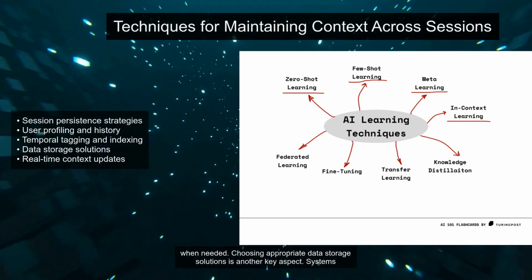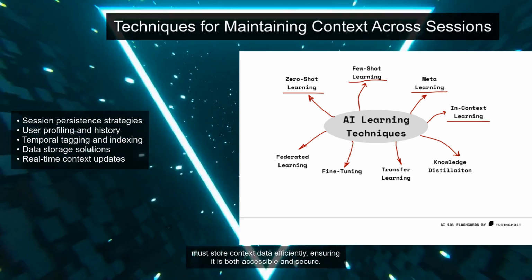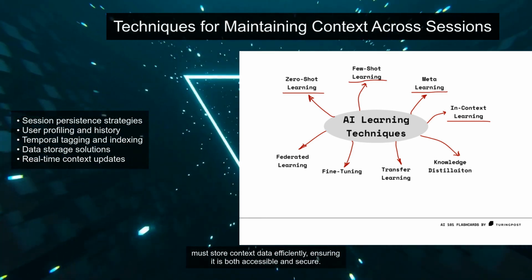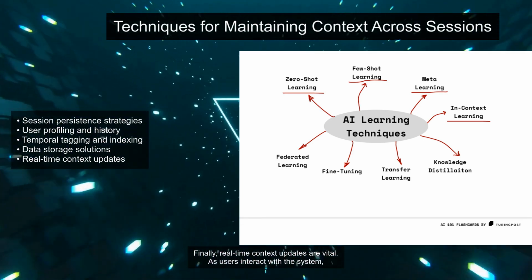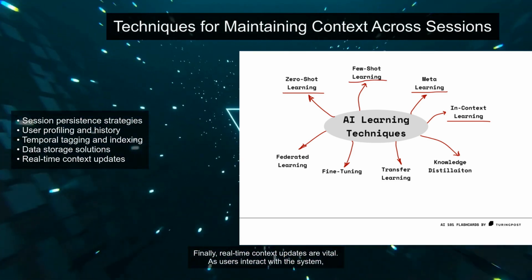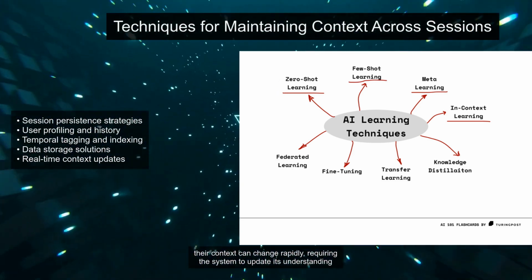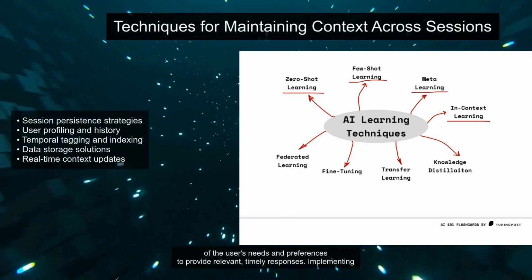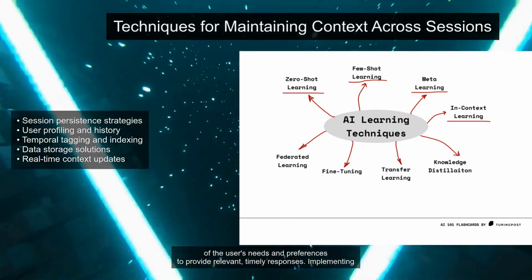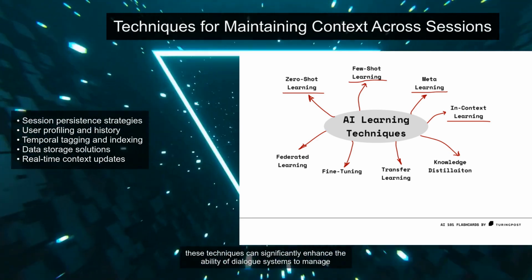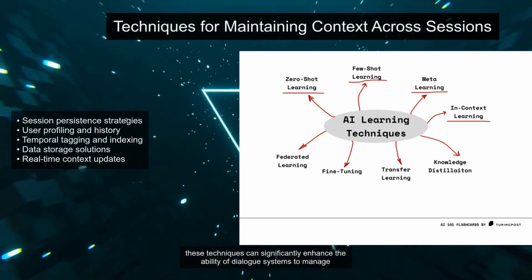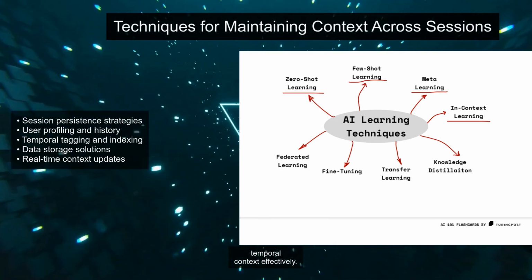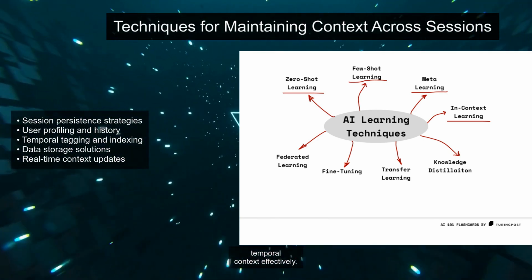Choosing appropriate data storage solutions is another key aspect. Systems must store context data efficiently, ensuring it is both accessible and secure. Finally, real-time context updates are vital. As users interact with the system, their context can change rapidly, requiring the system to update its understanding of the user's needs and preferences to provide relevant, timely responses. Implementing these techniques can significantly enhance the ability of dialogue systems to manage temporal context effectively.